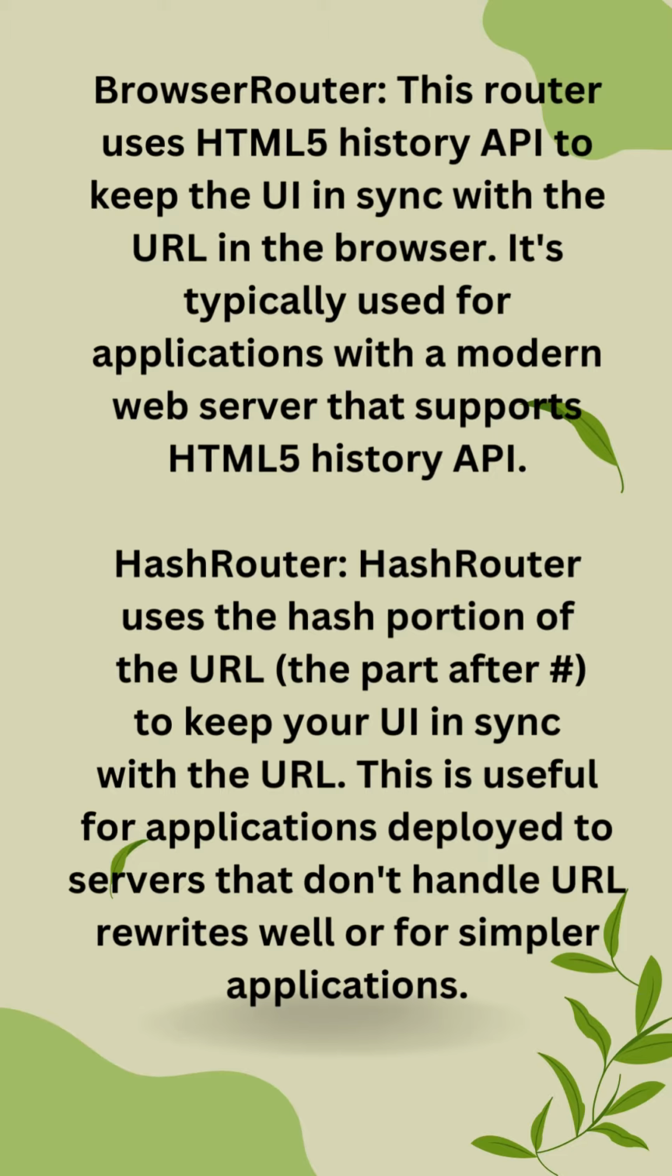Hash router. Hash router uses the hash portion of the URL, the part after the hash, to keep your UI in sync with the URL. This is useful for applications deployed to servers that don't handle URL rewrites well or for simpler applications.